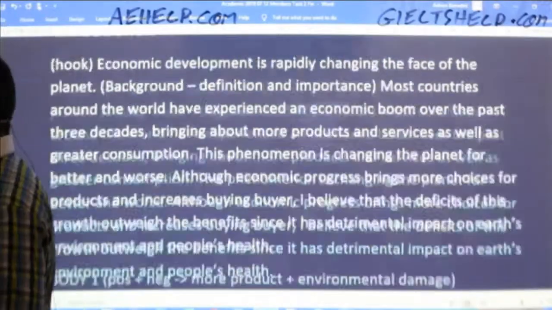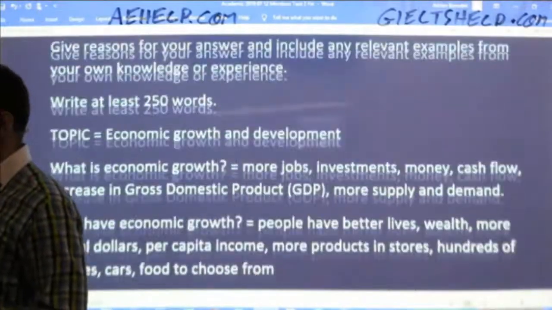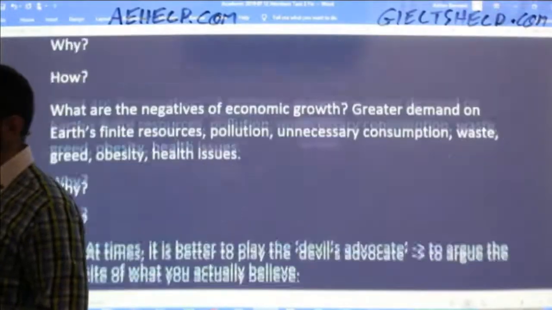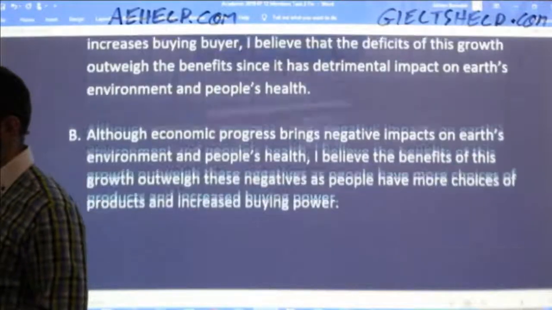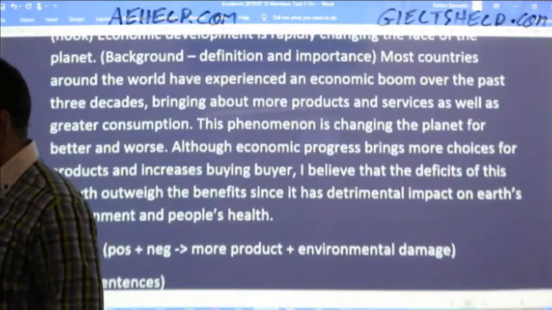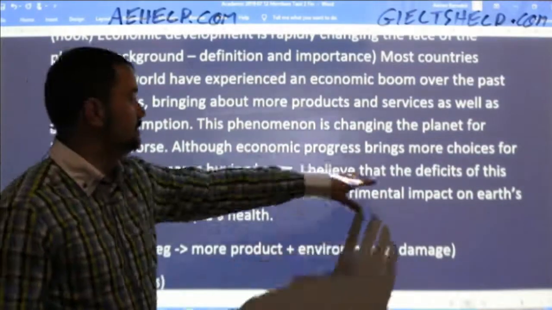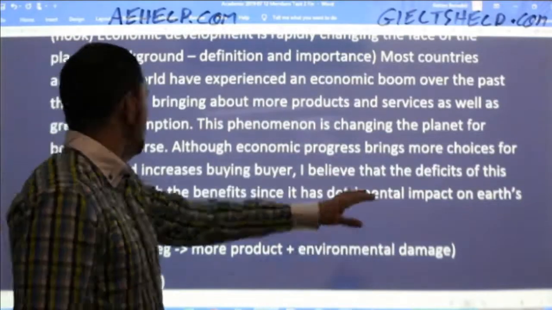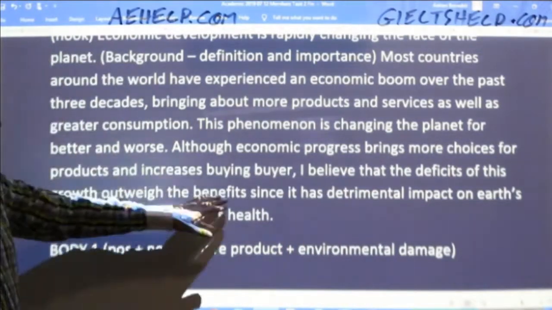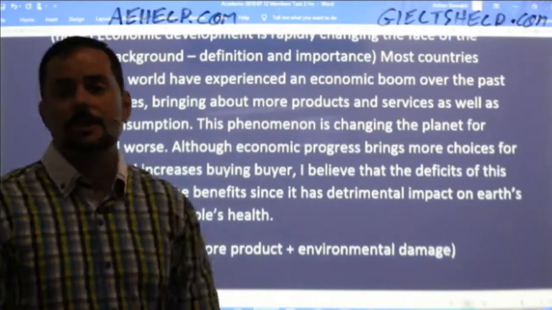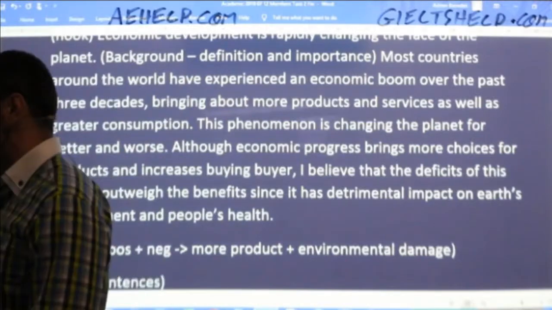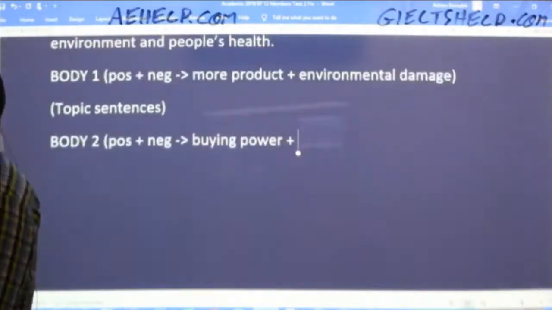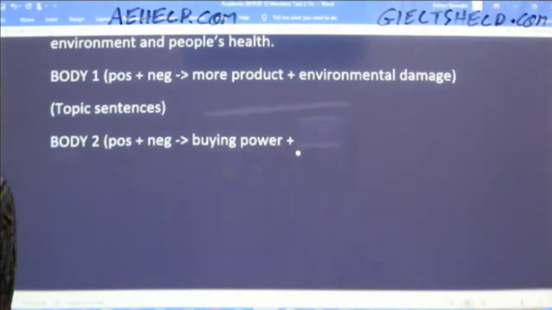Gurkharat, the original question says, do the advantages outweigh the disadvantages? And here we've already stated in our thesis in the introduction that the deficits of this growth outweigh the benefits. So that's my argument here. So my argument is no, the advantages of economic growth do not outweigh. So body paragraph 2, positive and negative: buying power and people's health.